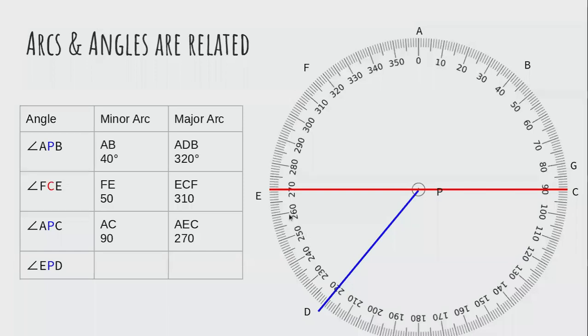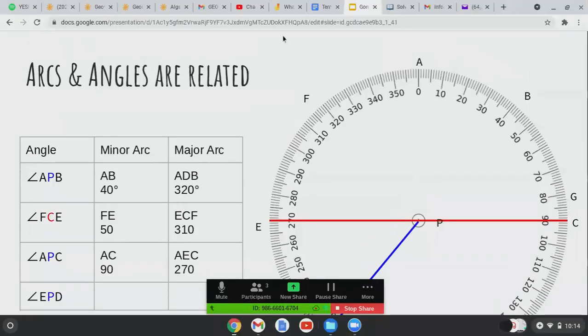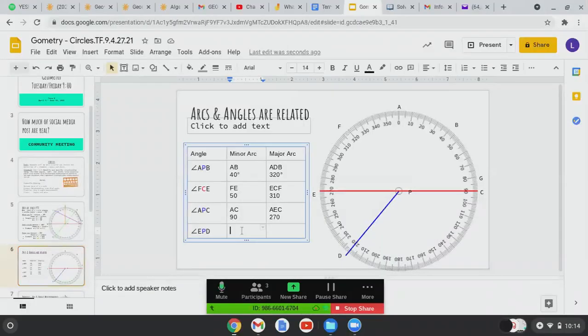You didn't go far enough. Go over to the E. You stopped. Go over one more. 50. Yes, because it starts here: 10, 20, 30, 40, 50. Okay. All right, so we know the minor arc is ED, and we know it is 50 degrees.